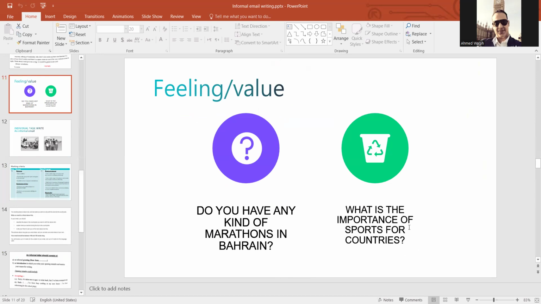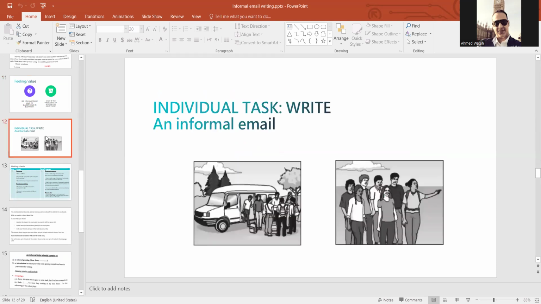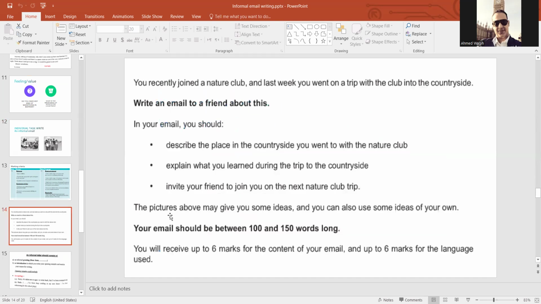So, what is the importance of sports for countries? Do you think sports is important for countries or not? Of course, it's important for many reasons. I want you to think of it. Okay, actually, this is related to our question here. Look at the photos, the pictures here. Can you guess what you can see in the pictures? A team of friends, school students holding their bags, maybe. Maybe they're going for a trip, maybe. I don't know. So let's have a look at the question.